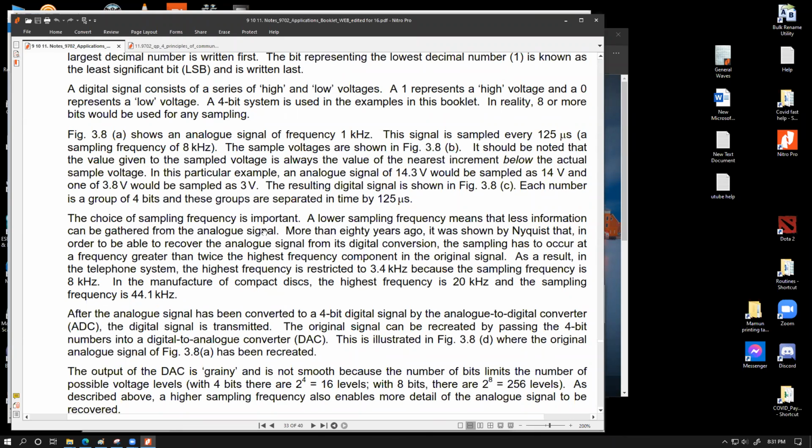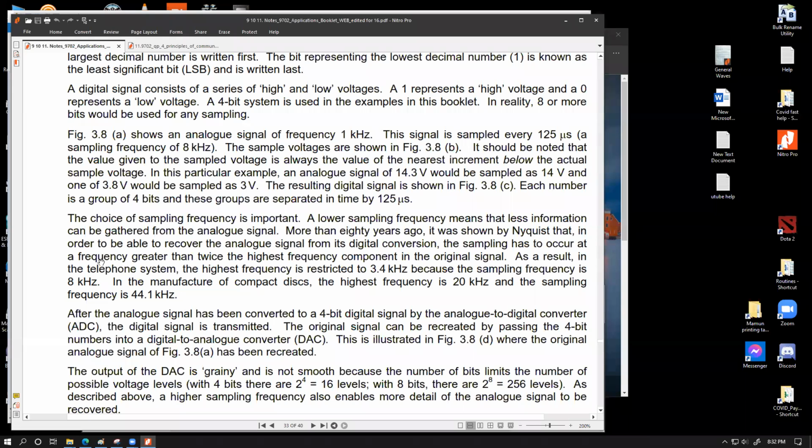Here comes a very interesting paragraph. The choice of sampling frequency is important. A lower sampling frequency means that less information can be gathered from the analog signal. More than 80 years ago, it was shown by Nyquist that in order to be able to recover the analog signal from its digital conversion, the sampling has to occur at a frequency greater than twice the highest frequency component in the original signal. Now, Nyquist showed that. I'll explain what this means.